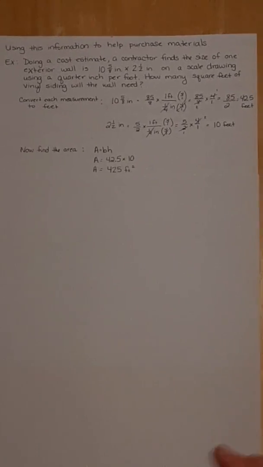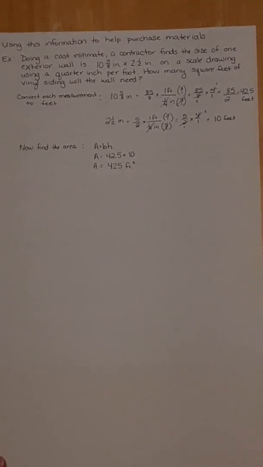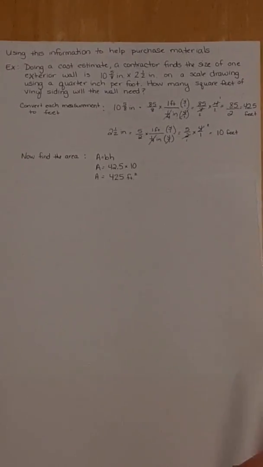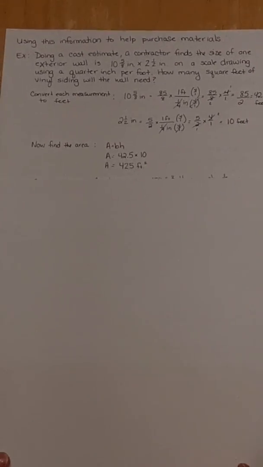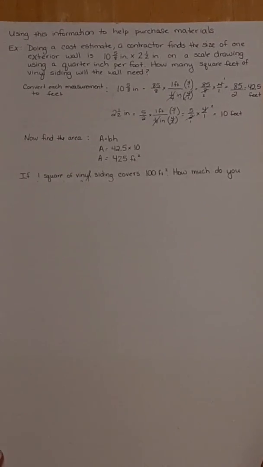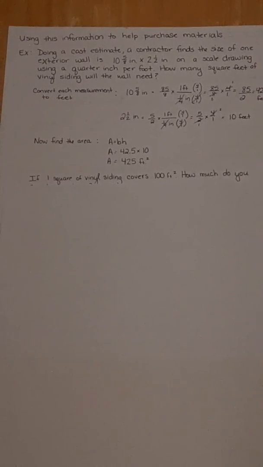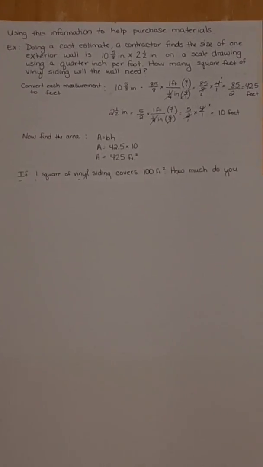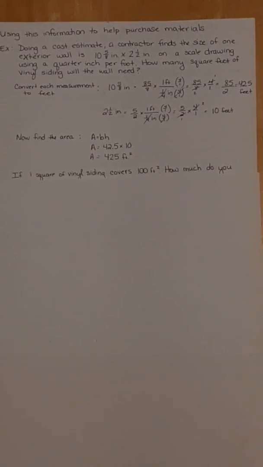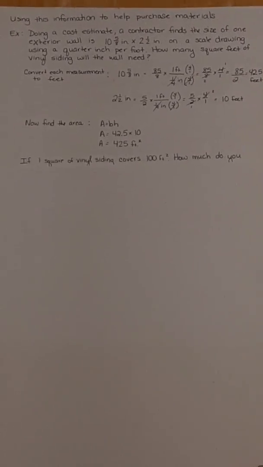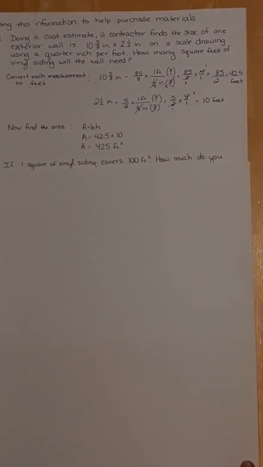And so I know that's what I need to look at. Well, our contractor has bought siding before, and he knows that 1 square of vinyl siding, and that's what they call a box, is a square. Basically, a square of vinyl siding covers 100 square feet.